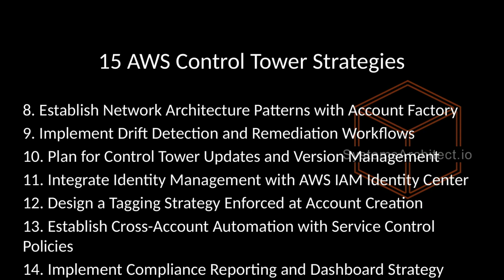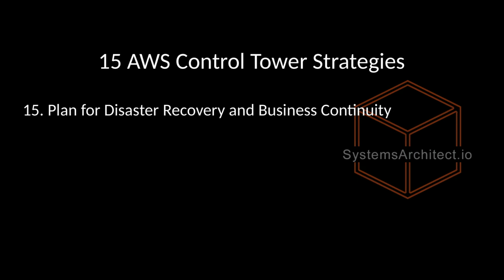9. Implement drift detection and remediation workflows. 10. Plan for Control Tower updates and version management. 11. Integrate identity management with AWS IAM Identity Center. 12. Design a tagging strategy enforced at account creation. 13. Establish cross-account automation with service control policies. 14. Implement compliance reporting and dashboard strategy. 15. Plan for disaster recovery and business continuity.